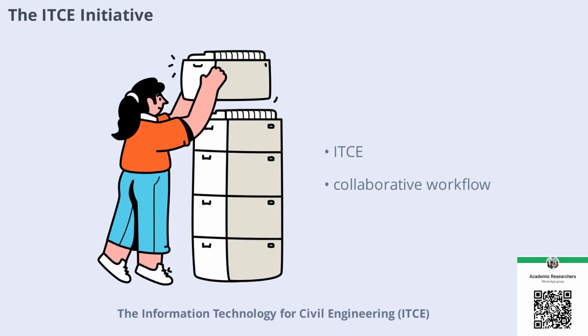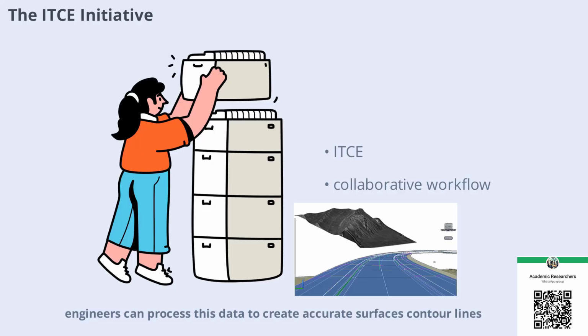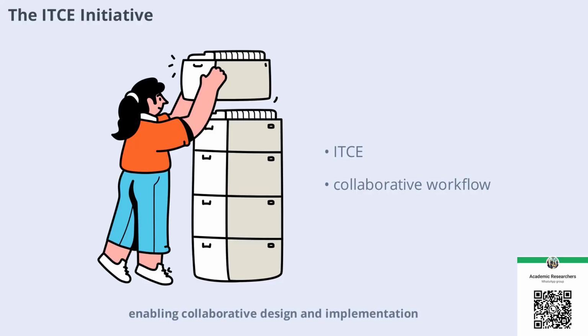Information Technology for Civil Engineering (ITCE) method was introduced to address these issues. ITCE integrates spatial data from satellite imagery and GIS databases with attribute data collected from GPS and total station surveys. Using AutoCAD Civil 3D, engineers can process this data to create accurate surfaces, contour lines, and design models. The key innovation is real-time data sharing across departments, enabling collaborative design and implementation. This approach not only improves accuracy but also boosts efficiency and cost-effectiveness.